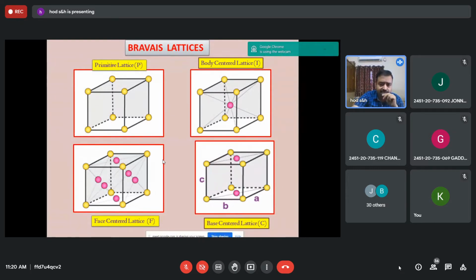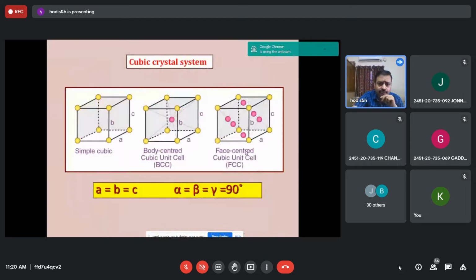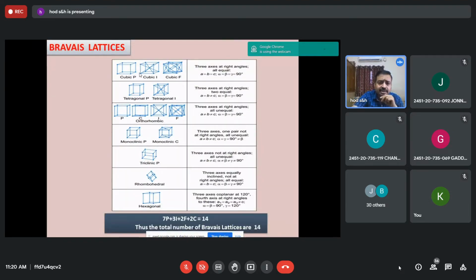So these are the 4 fundamental lattices possible in all crystal systems: primitive, body-centered, face-centered, and base-centered crystal lattice. According to Bravais, there are only 14 ways of arranging these lattices among the 7 crystal systems. They are called Bravais lattices. If you take a cubic crystal, 3 are possible: simple cube, body-centered cube, and face-centered cube. These are the 3 possible in the cubic crystal structure. In tetragonal, simple tetragonal and body-centered tetragonal are possible.